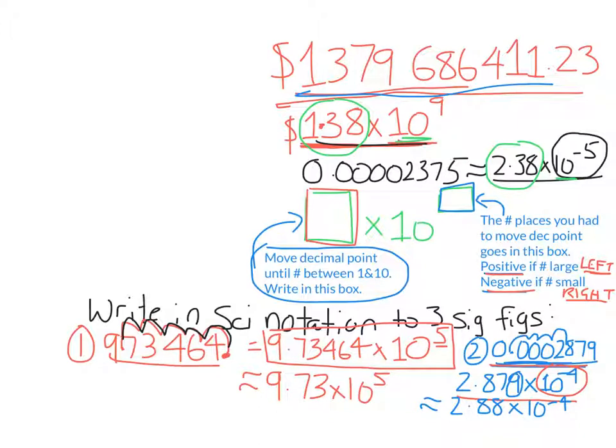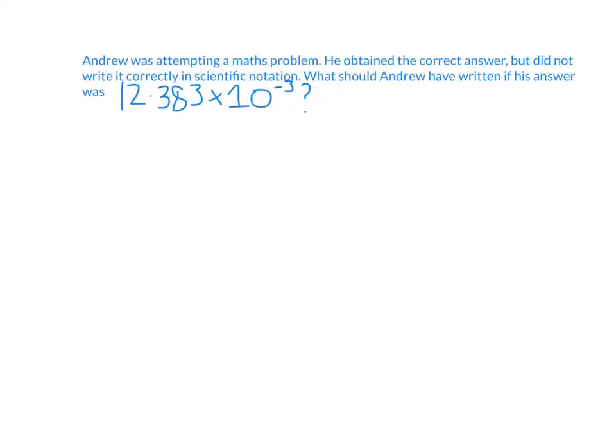All right, we're just going to do one more example. Please pause and copy this down if you need. So let's do this question here. Andrew, attempting a maths problem, got the right answer, but didn't write it properly in scientific notation. What should he have written? So basically we're saying we need to write this number here. So the value doesn't change, but it's written properly in scientific notation.